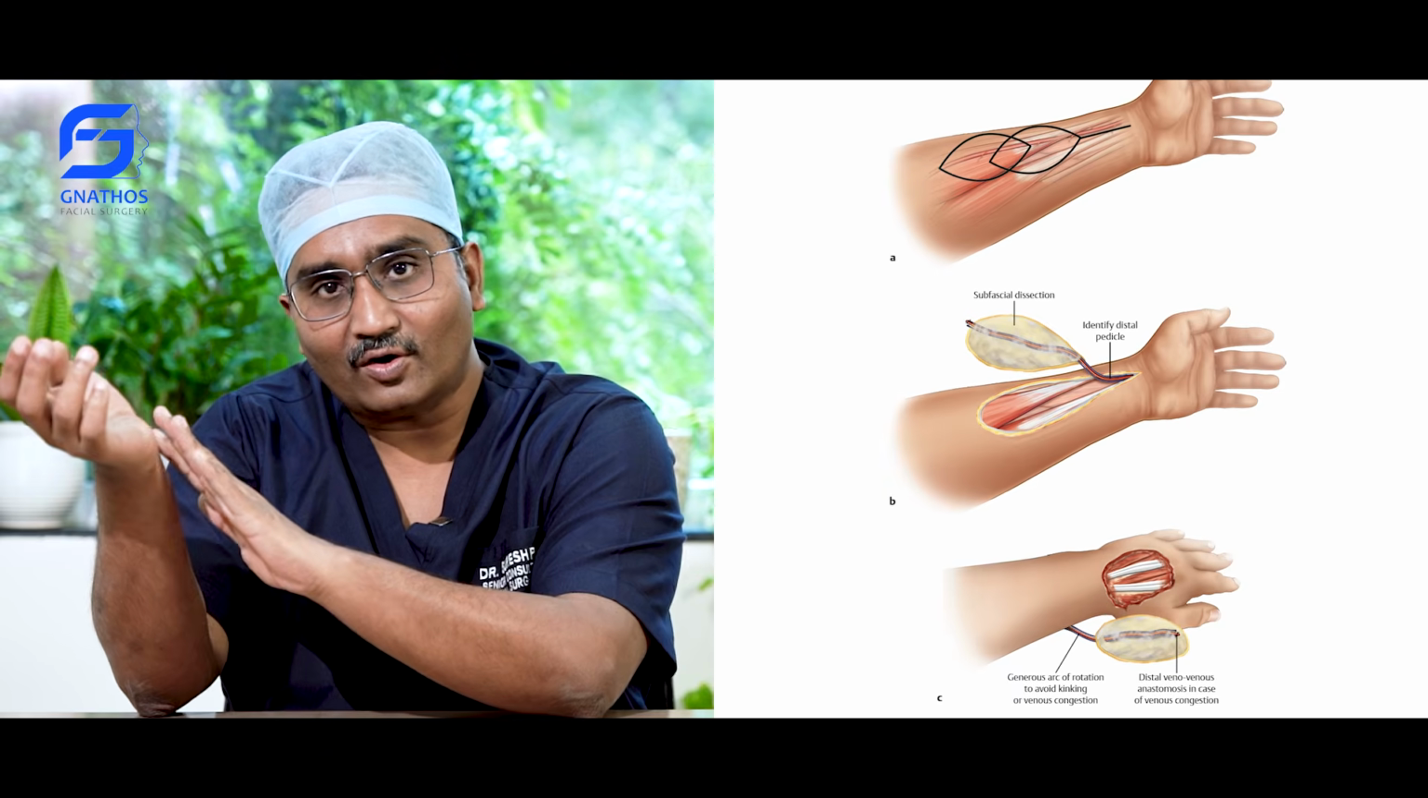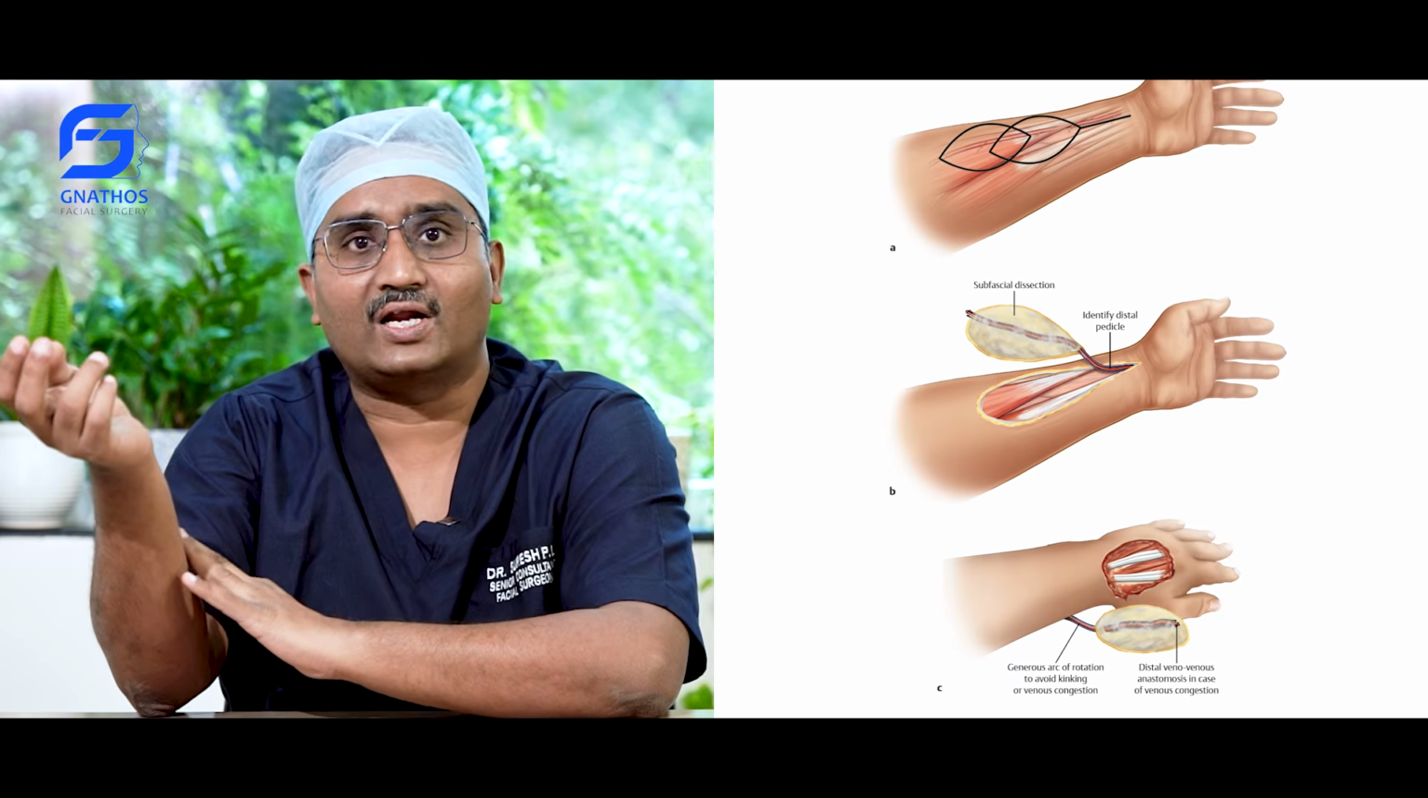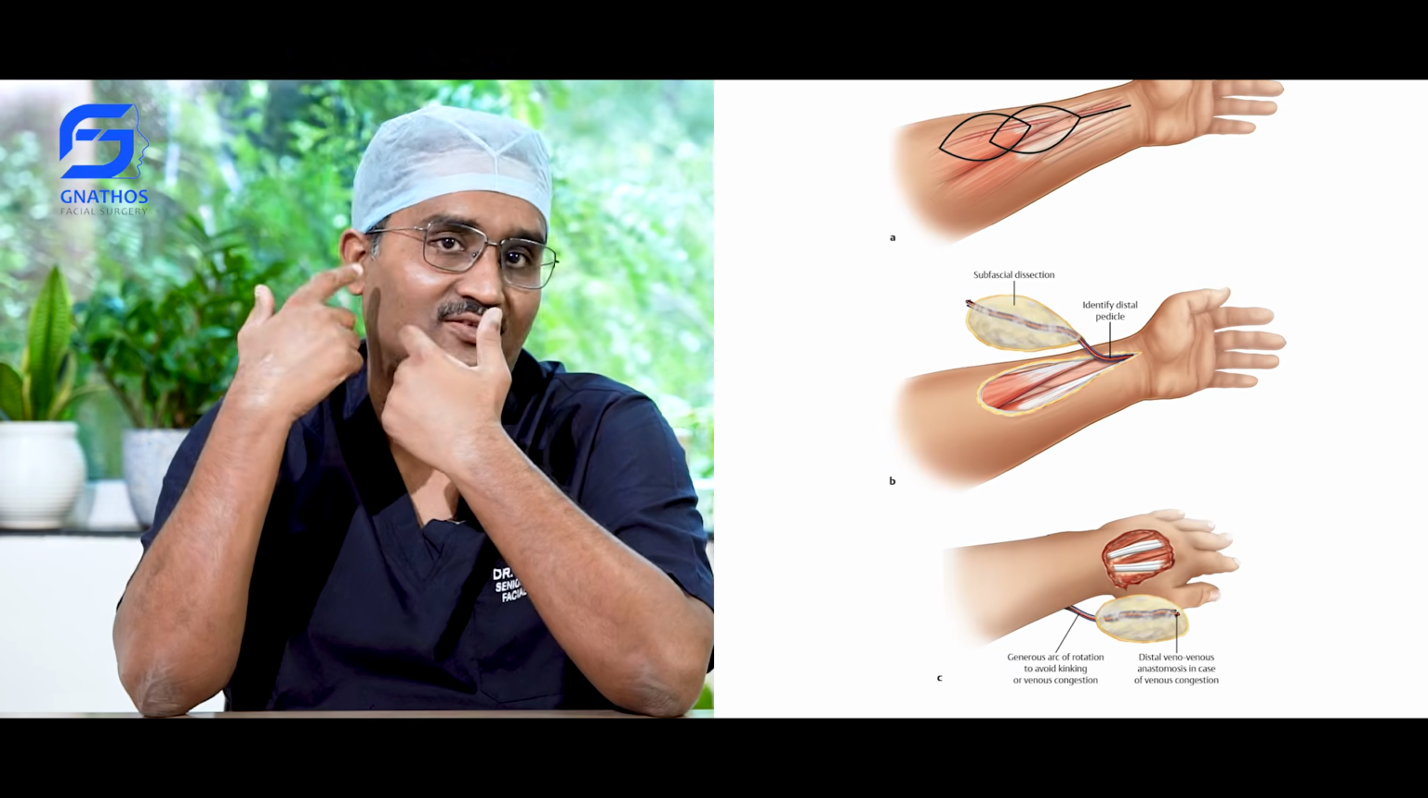If the defect is very huge, we need a larger amount of flap, then we use something called free flaps. We take normal skin along with blood vessels from the forearm and try to reconstruct the defects of the face. Now, hard tissue reconstruction.